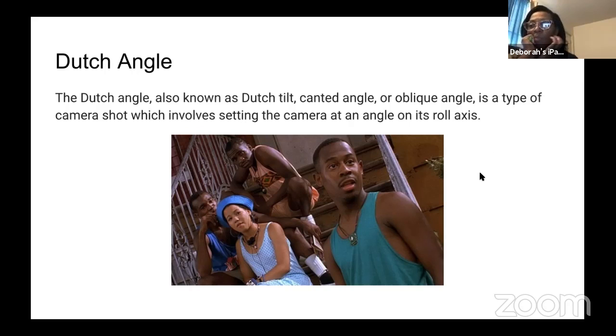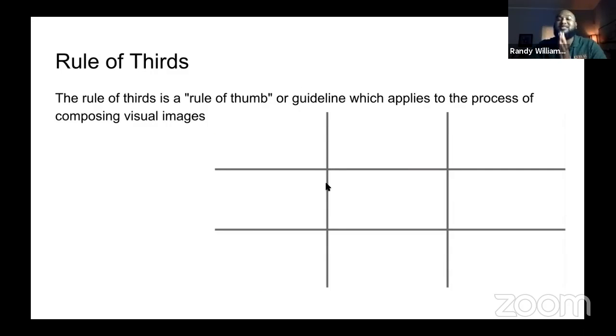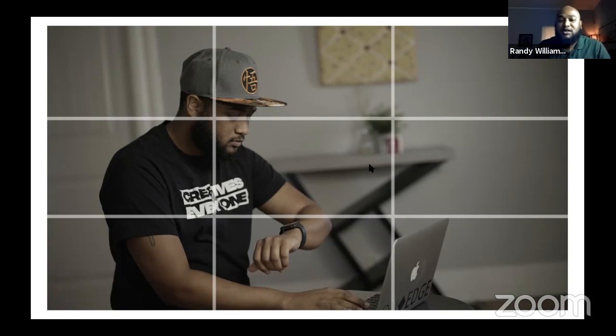All right. Sweet. So now we're moving into the rule of thirds. This is probably the most important thing in composition, is rule of thirds. The rule of thirds is a rule of thumb or guideline which applies to the process of composing visual images. So I have some images here. So this is an example of a good composition. You see, can you guys see my mouse moving? All right, so when I compose shots, I try to keep the subject either here or here. There's very few times I would put a subject in the middle, unless I have leading lines.